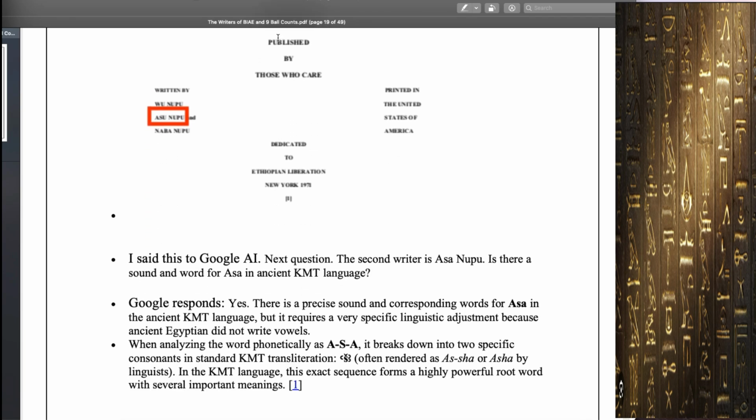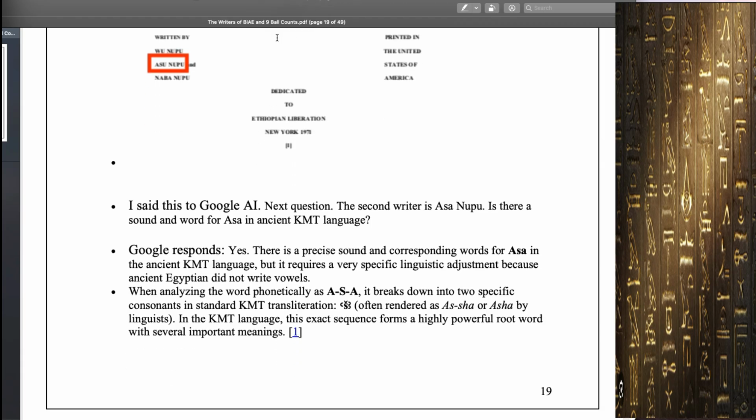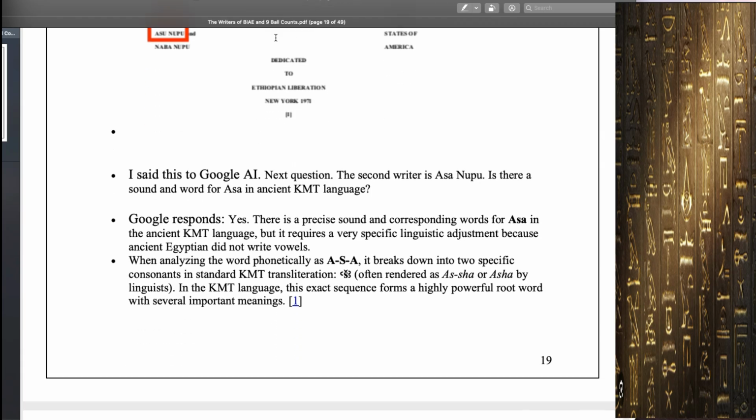All right, so I said this to Google. Next question. The second writer is Asa Nupu. Is there a sounding word for Asa in ancient Kemet language? Google responds, yes. There's a precise sound and corresponding words for Asa in the ancient Kemet language, but it requires a very specific linguistic adjustment because ancient Egyptians did not write vowels.